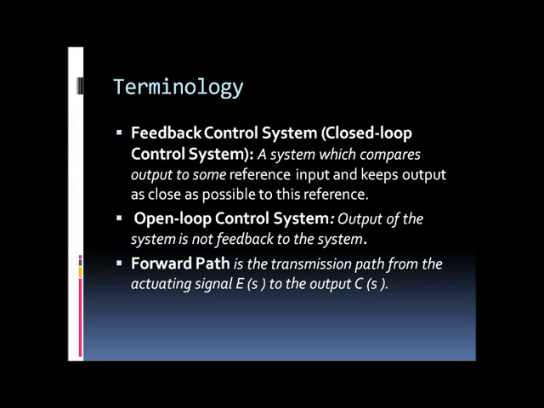Then we have the forward path. That's something you'll come across during the course of this video. The forward path is the transmission path from the actuating signal E of S to the output C of S. Putting it in easier terms, the forward path starts from the beginning, that is where the input is given, E of S in this case, to the output, without crossing a particular node more than once. It goes from node to node, from the input to the output, and does not touch any node more than once. That's called the forward path.